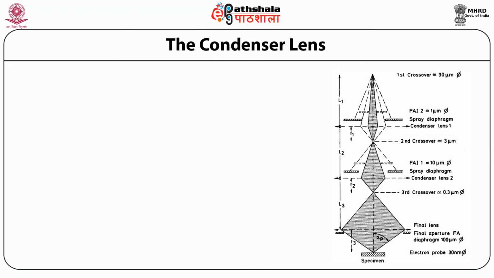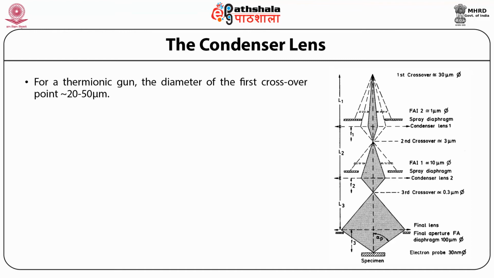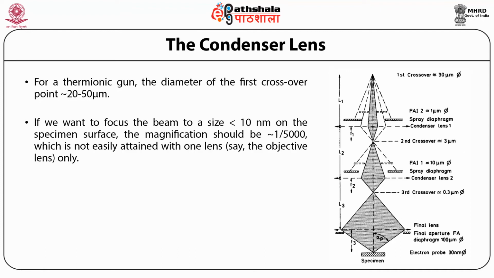So let us discuss the condenser lens in detail. This is the figure showing the schematic of a condenser lens. For a thermionic gun, the diameter of the first crossover point is around 20 to 50 microns. So, if we want to focus the beam to a size less than 10 nanometer on the specimen surface, the magnification should be around 1 by 5000, which is not easily attained with one lens, say the objective lens only.